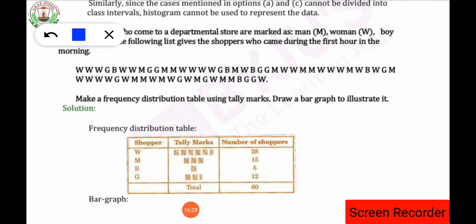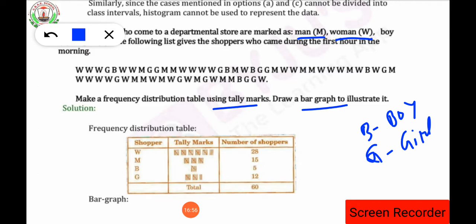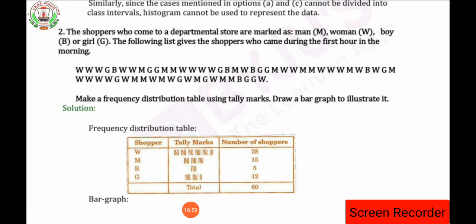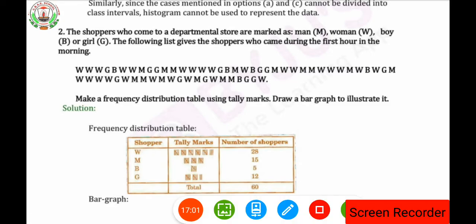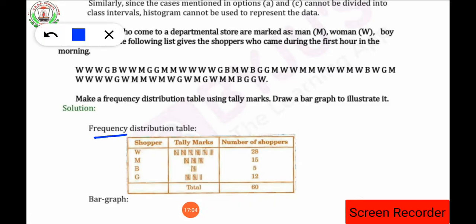So dear student, here it is asked about a tally mark table as well as the bar graph. So two things we have to do in question 2. First we have to draw the tally mark table. Then after drawing the tally mark table we have to draw the bar graph. So this W indicates women, M indicates men, B indicates boy and G indicates girl, isn't it? So these are the indications. So by using the frequency distribution table, we look at the solution for question number 2.